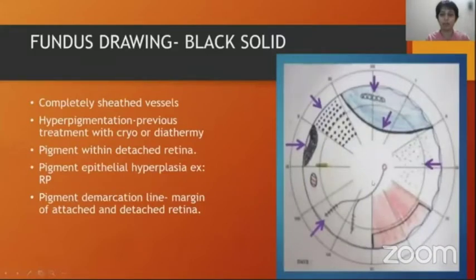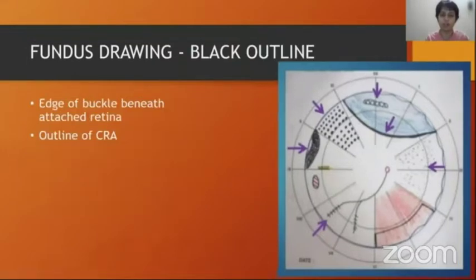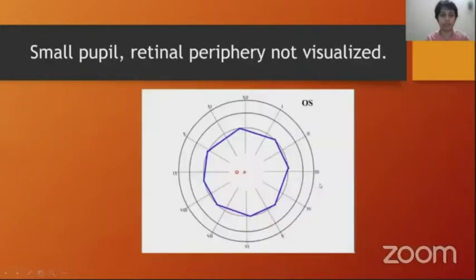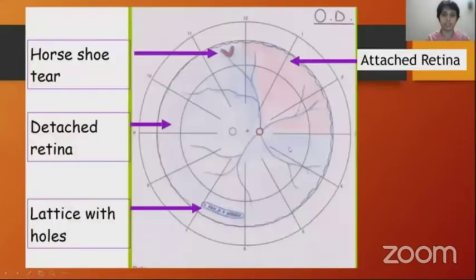Black solid for totally sheathed vessels. Hyperpigmentation in a previous treatment of cryo, and the pigmentation in detached retina. The pigment demarcation line between attached and detached retinas. So black outline is given for the edge of the buckle in an attached retina. In detached retina, it is brown. Here it is black, and outline of the CRA patch. This is how we depict a small pupil where periphery is not visualized.